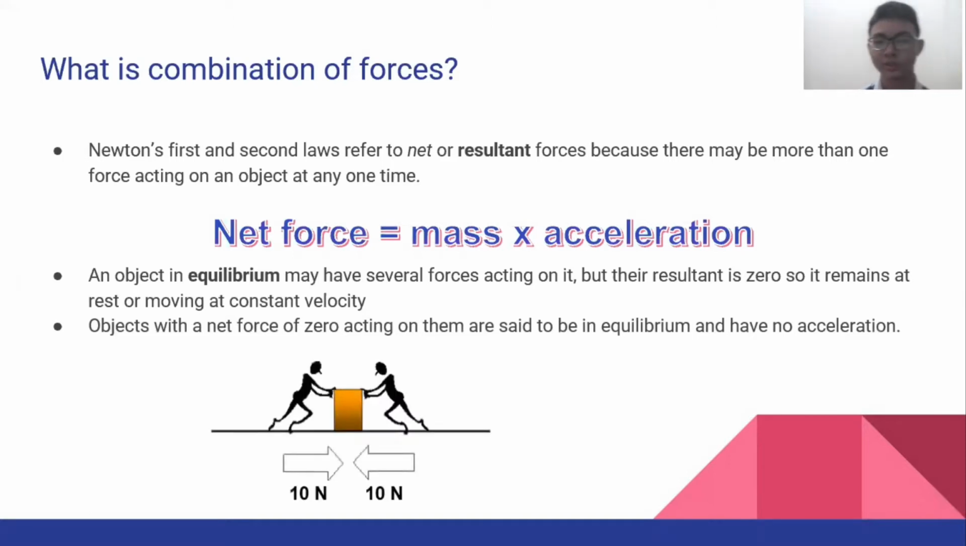So as in this figure here, there are two people pushing the box in the middle with the same force. For example, the first man is pushing it here and the other man is pushing it from the opposite side. Then if we sum it all up, 10 plus minus 10, because it's in the opposite direction, then it is equal to 0. That's how we know that this box is in equilibrium.